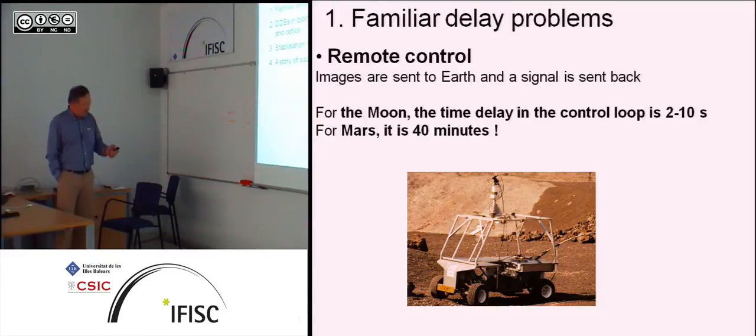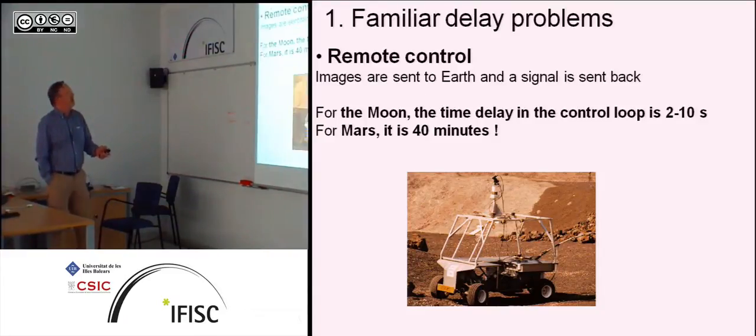Okay. So first, a little bit about the common example. This is an example that everybody can understand. You want to control a vehicle on the Moon or Mars, and you are facing the problem that every signal takes some time to go back and forth between Earth and the Moon. It takes 2 to 10 seconds for the Moon, but for Mars, it takes 40 minutes. Okay? In 40 minutes, the vehicle has a chance to fall into the ground. So it is a problem.